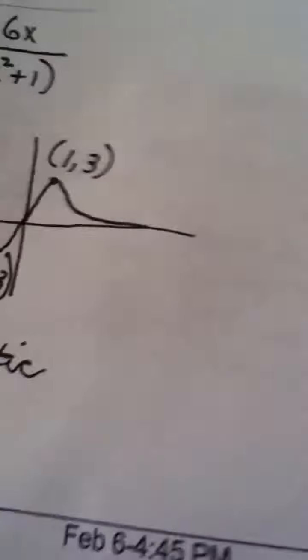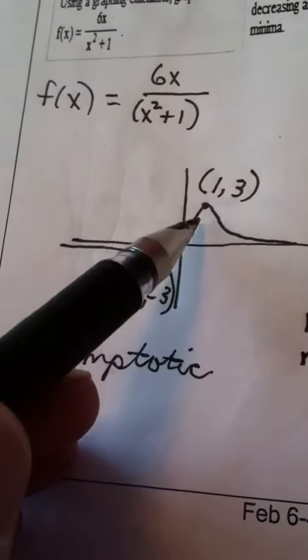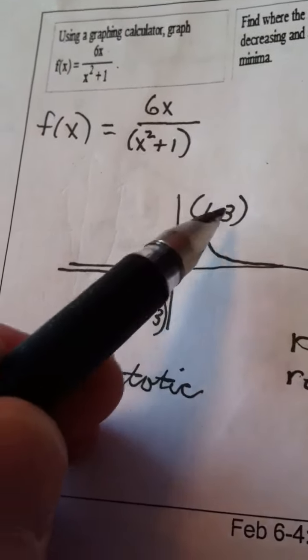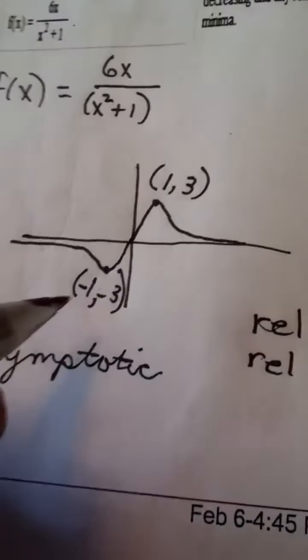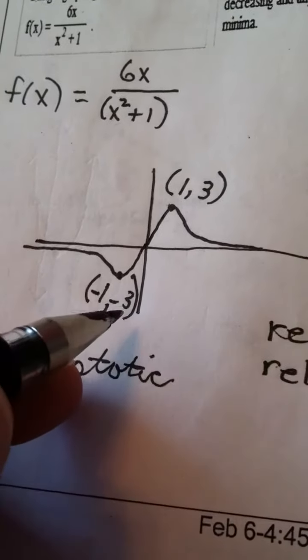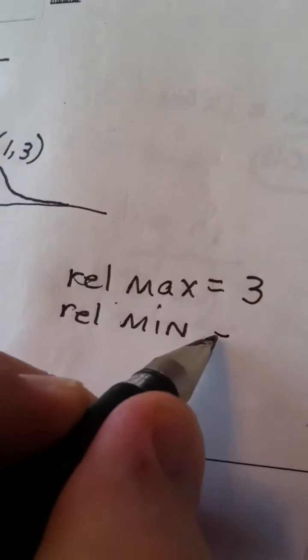Now, the relative maximum value and the relative minimum value. The relative max is going to be the y value at the top of any hill. Well, this is our only hill, and the y value here is 3. So our relative maximum value is 3. Relative minimum is the y value at the bottom of a valley, and the only valley we have is this one, and the y value there is -3.